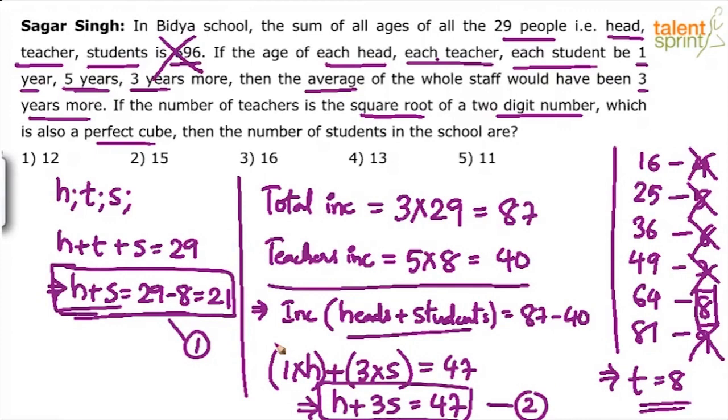13. Yes, number of students. So by solving 1 and 2, you will get S is equal to 13. The number of students is 13.